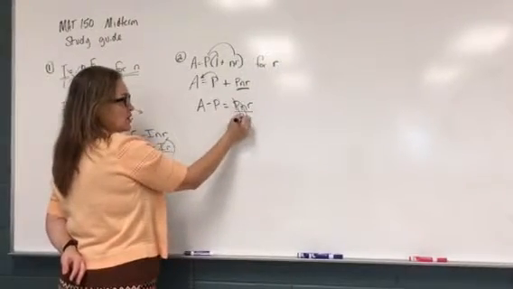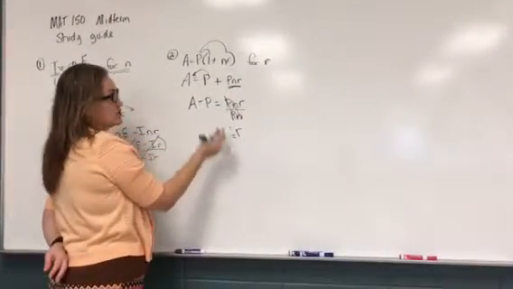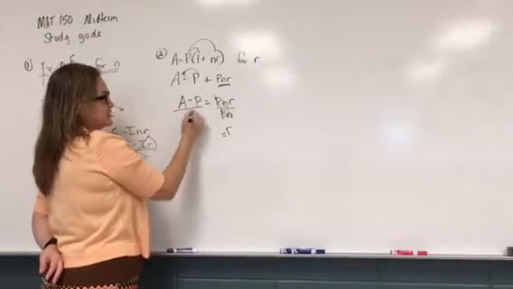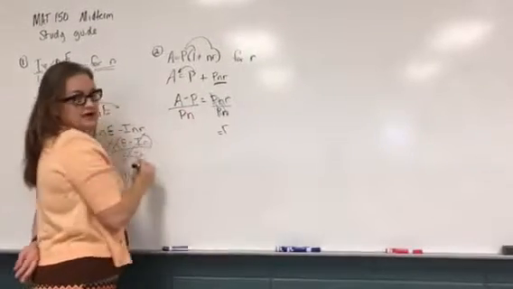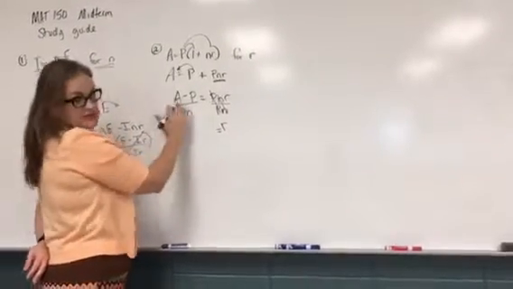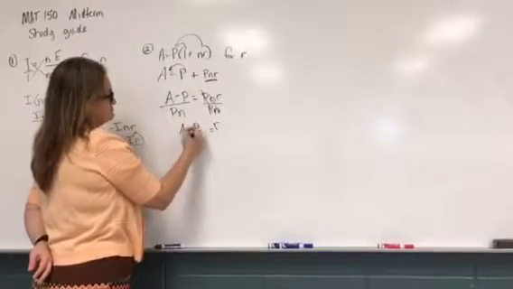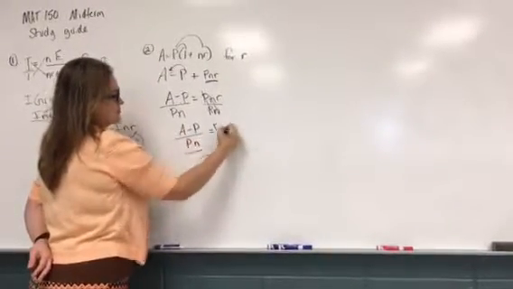That will cancel those off and leave R solved for. What you do to one side, do to the other side, so also divide by the PN. And this is basically our answer. I'll just write it again below.